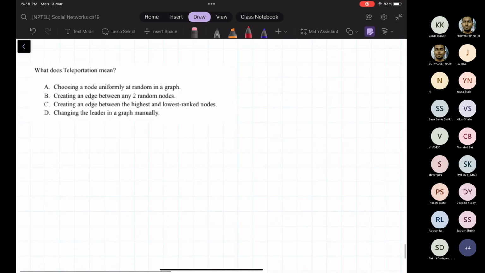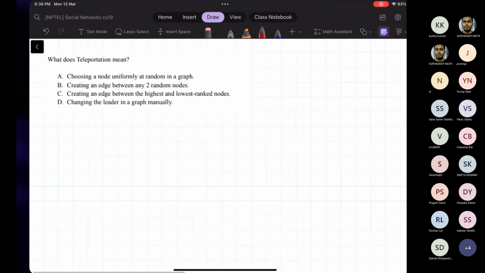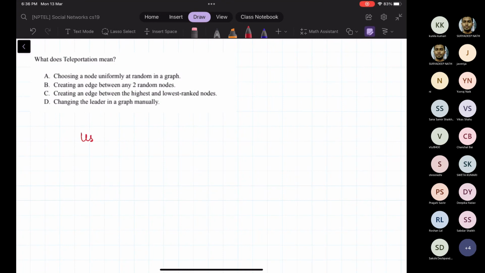Coming to question 10. What does teleportation mean? The options are choosing a node uniformly at random, creating an edge between two nodes, creating an edge between the highest and lowest rank nodes, or changing the leader in a graph manually. Teleportation is often used in the PageRank algorithm.